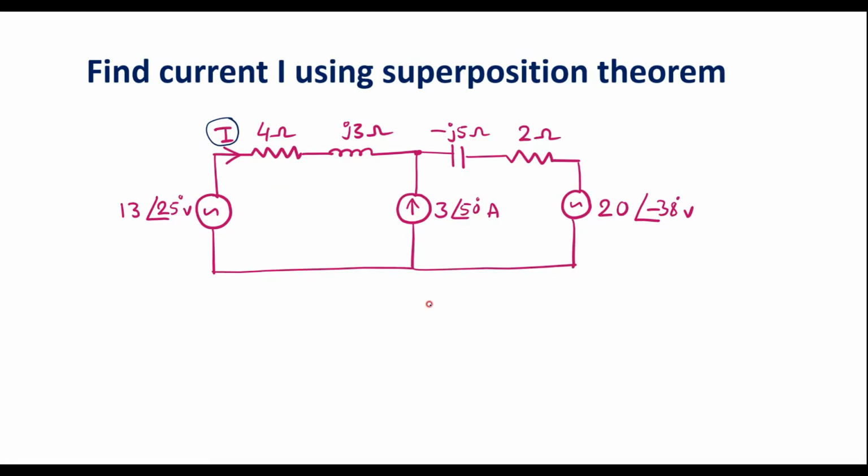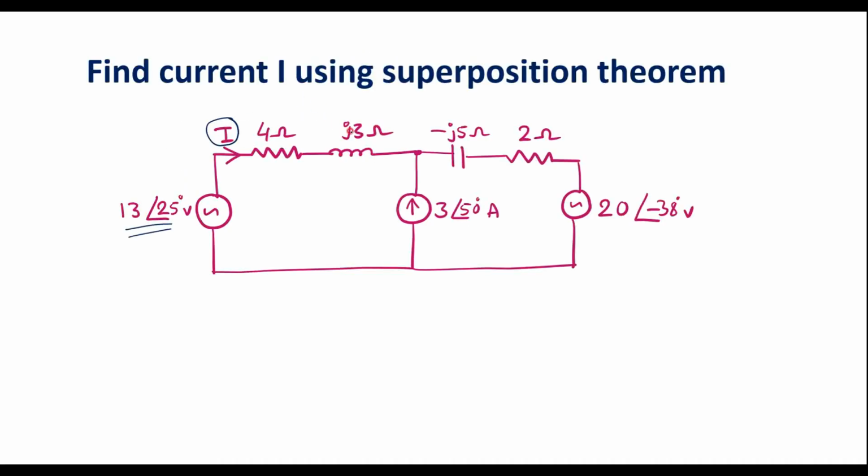We know that in superposition theorem, we need to consider one source at a time. Here we have two voltage sources and one current source. First, let me consider voltage source alone. So in that case, this current source should be open circuited and this voltage source should be short circuited. Now let me redraw the circuit considering 13 angle 25 volt voltage source alone.